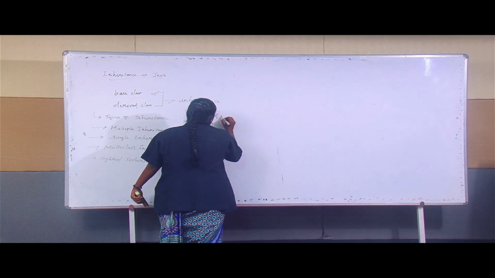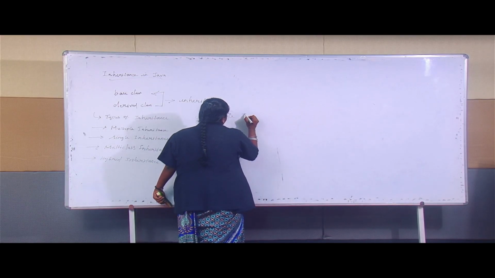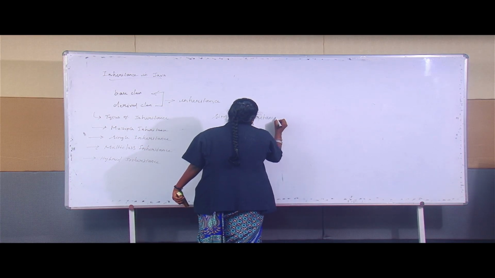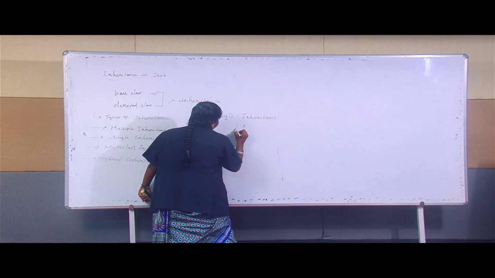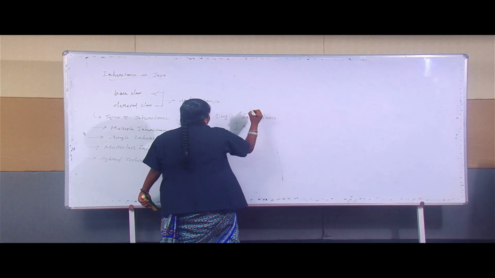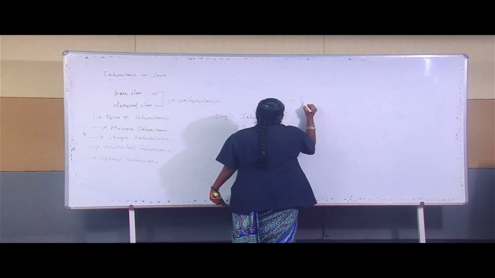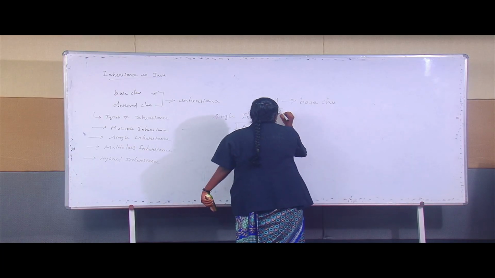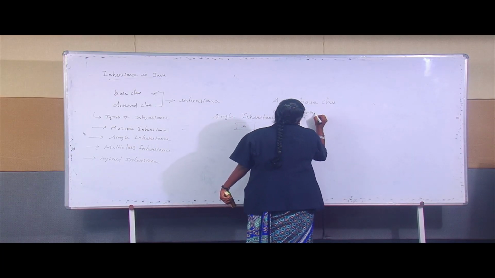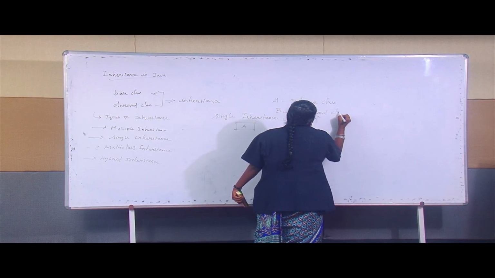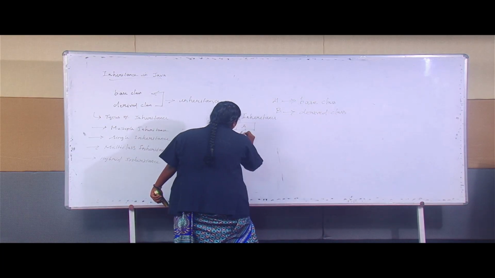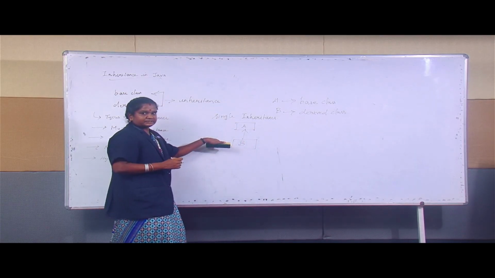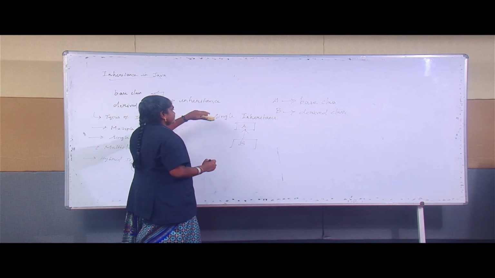First we will see about single inheritance. We will consider two classes, A and B. A is known as the base class and B is the derived class. So A is the base class and B is the derived class. So this is single inheritance.